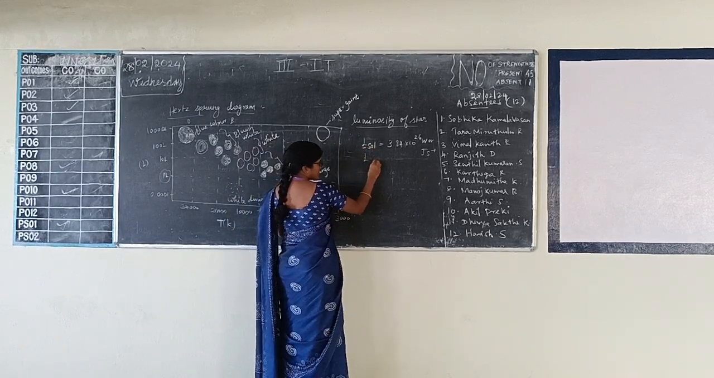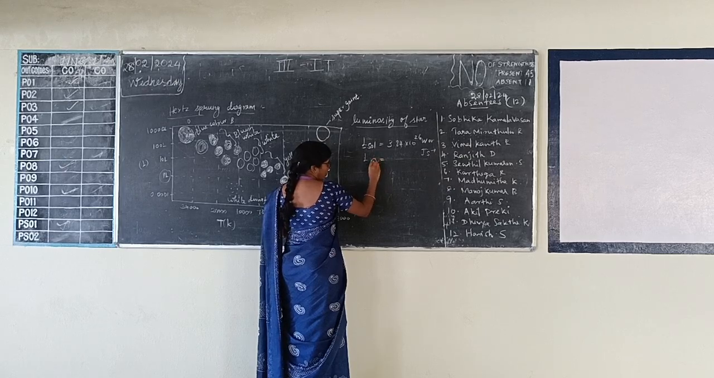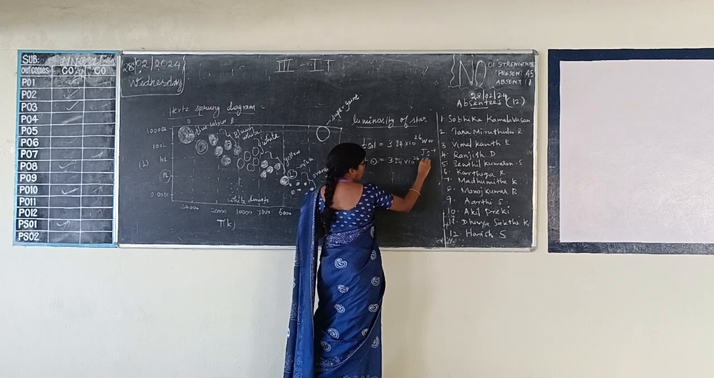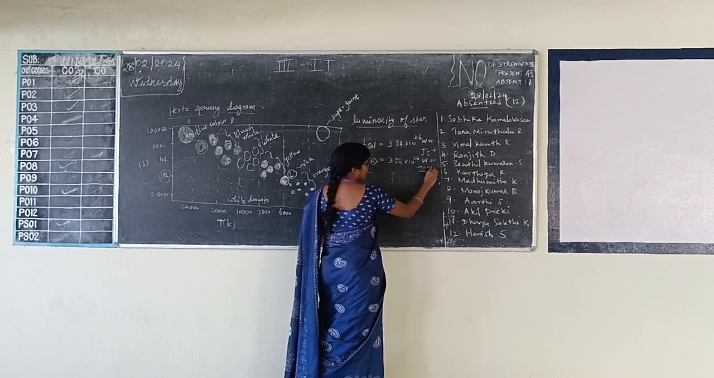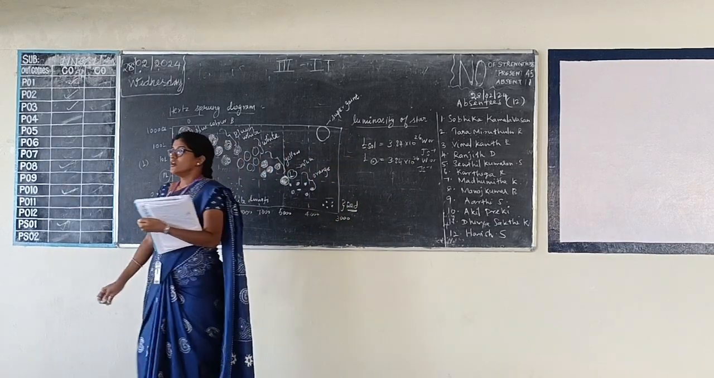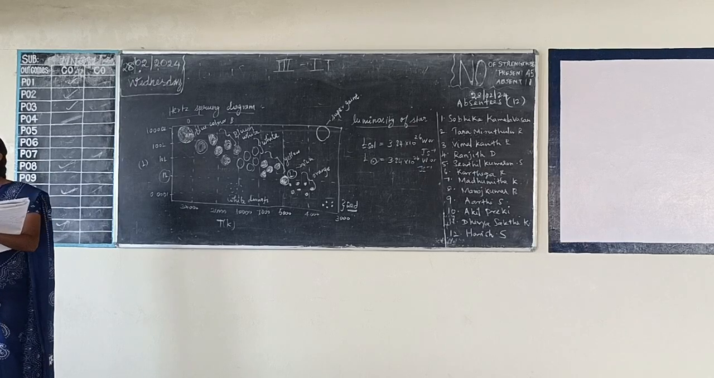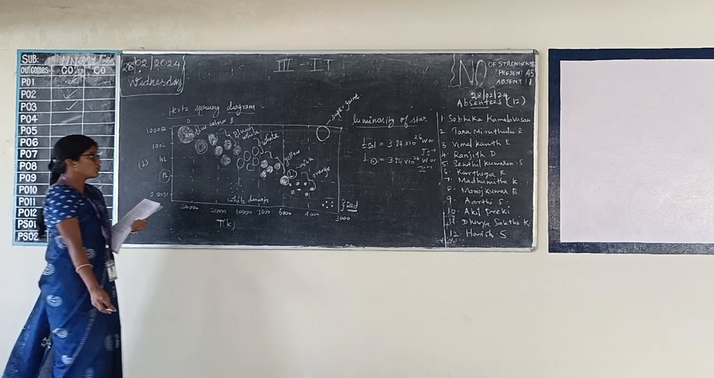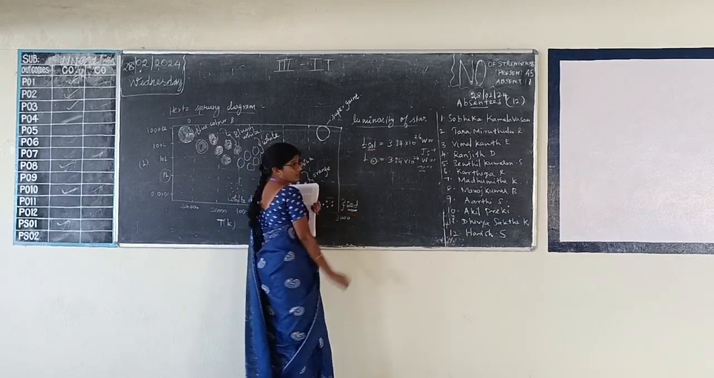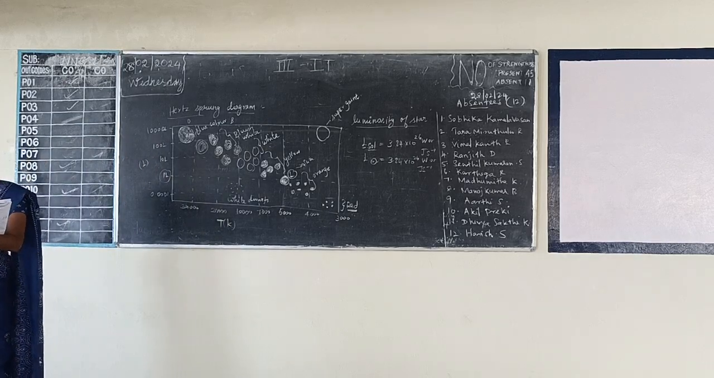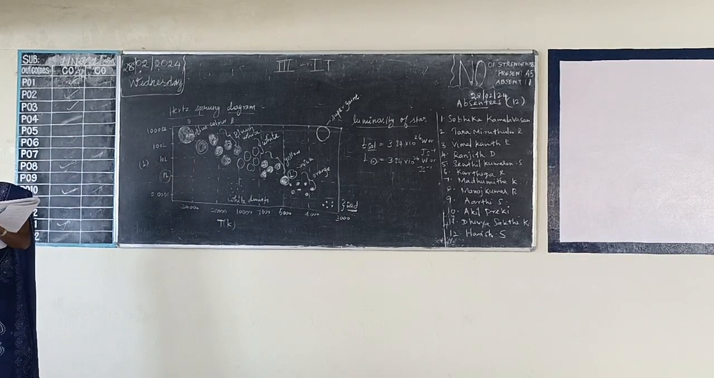It is also denoted by a single dot inside a circle. 3.84 times 10 power 26 watt, also measured in Joule second power minus 1. So L is the luminosity of a star. Why are we taking the sun? The sun is also a star. So L is a measure of the total amount of energy radiated by the star.